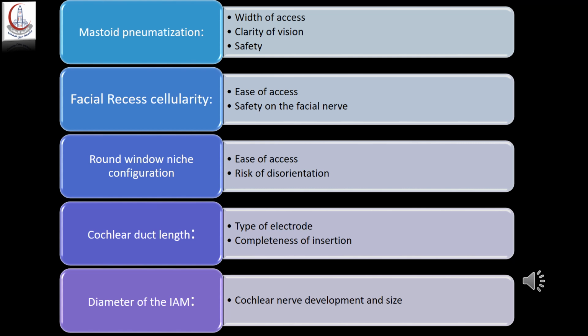To sum up, we have to look at the mastoid pneumatization, at the facial recess cellularity, at the round window niche configuration. We have to look at the cochlea and measure the cochlear duct length, look at the diameter of the internal auditory meatus, and look at the configuration of the cochlear nerve and its diameter.